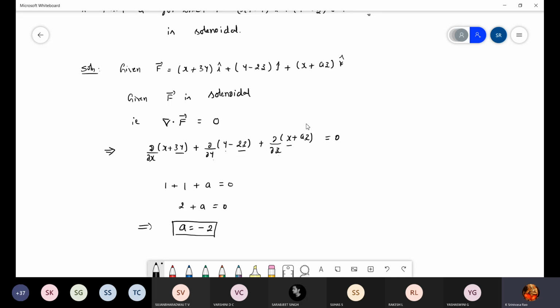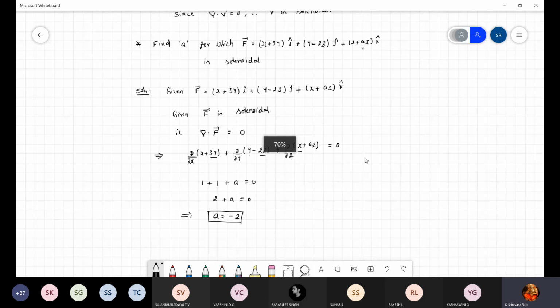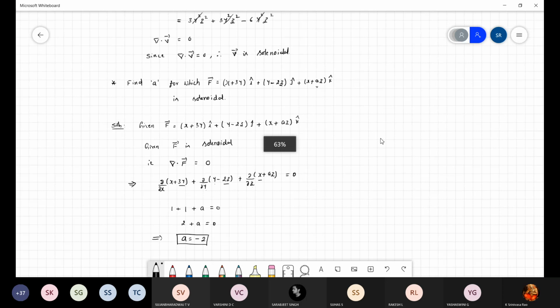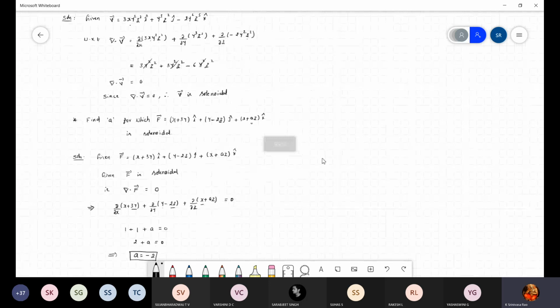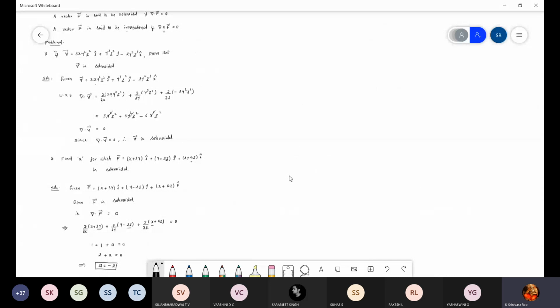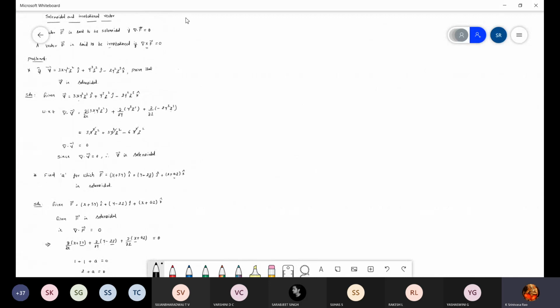That's it. With the help of the given condition, it is solenoidal, so we should calculate the value. Only these types of problems: either they will ask you to prove solenoidal or irrotational, or they will give that the vector is solenoidal or irrotational, and from that we have to calculate some values. Got it? Yes, sir. Okay.